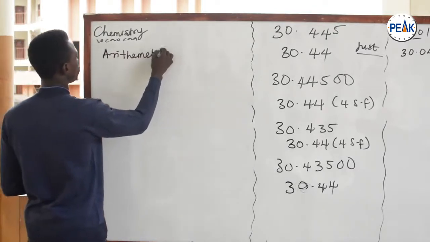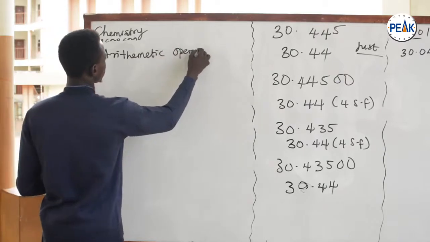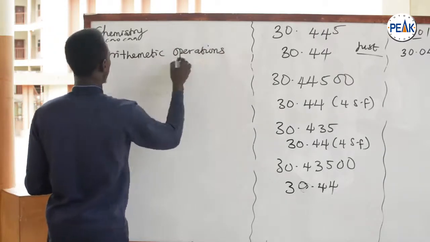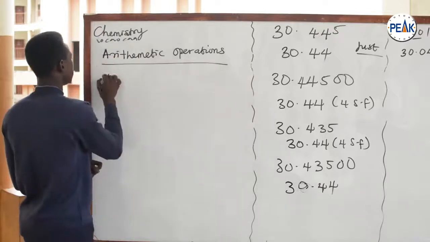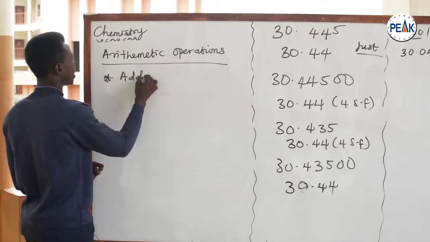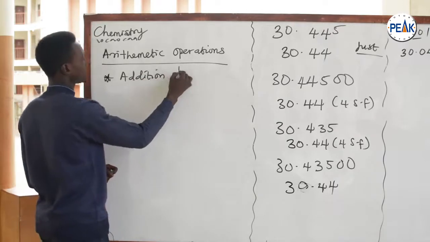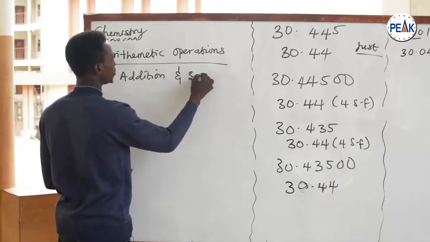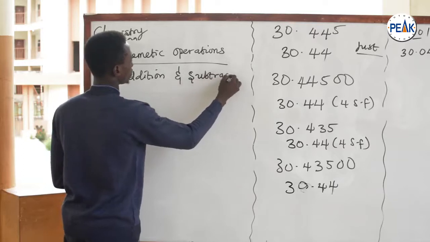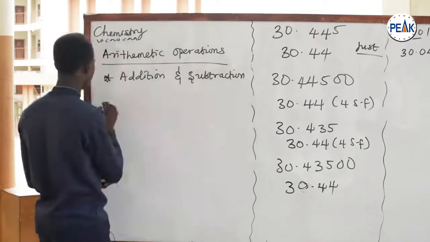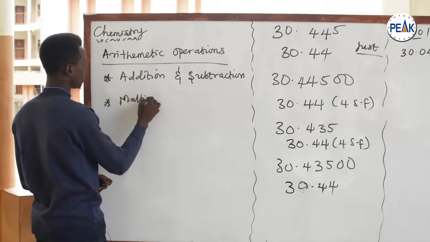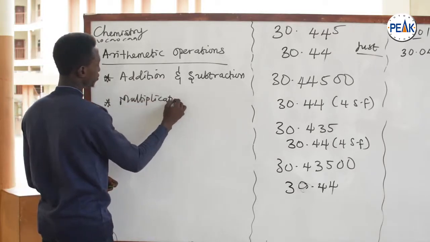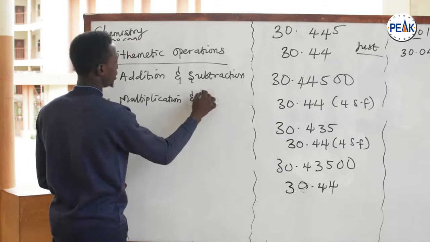There are certain rules we must consider when carrying out mathematical operations. We have the rule that guides addition and subtraction, and we also have the rule that guides multiplication and division.